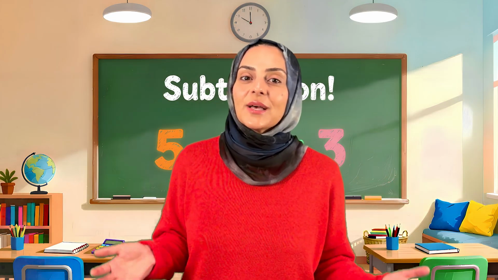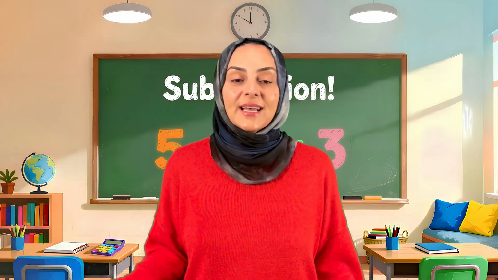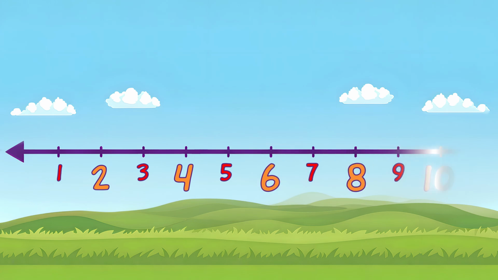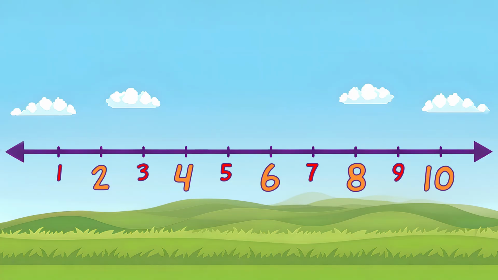Now let's try some bigger numbers. I'm going to show you a really cool trick to help. It's called a number line. A number line is just all the numbers in a row. To subtract, we start at the big number and hop backwards.